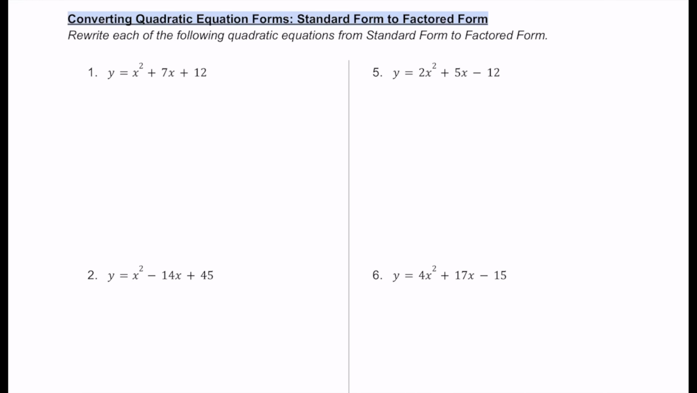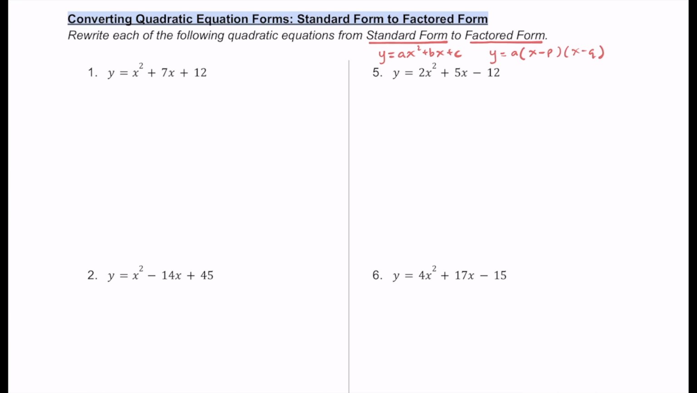Let's practice converting some quadratic equations that are written in standard form into their factored form. And real quick, the standard form for quadratic equations is going to be y is equal to ax squared plus bx plus c. And then the factored form is going to be this slightly different one where you have y is equal to, oftentimes we also use that a, and then we'll write x minus p and x minus q, where p and q represent our x-intercepts.